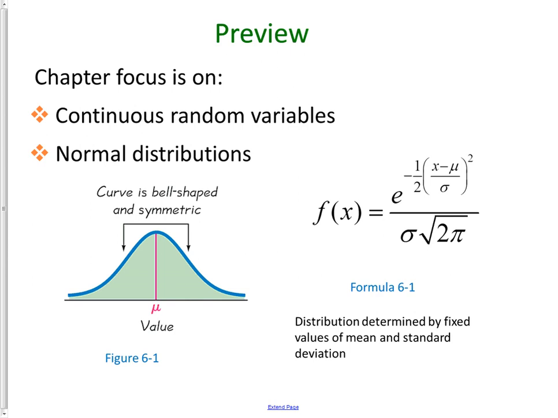So the focus on this chapter is on continuous random variables and specifically normal distributions. Now, what we've said so far, we discussed this in Chapter 5 when we talked about continuous random variables and the uniform distribution, among others. We said that the normal distribution was a continuous random variable as well, but the curve is bell-shaped and symmetric, and there's a function here that would describe the probability density function, f of x, as e to the negative 1/2 x minus the mean squared over the standard deviation squared, all divided by the standard deviation times the square root of 2 pi.